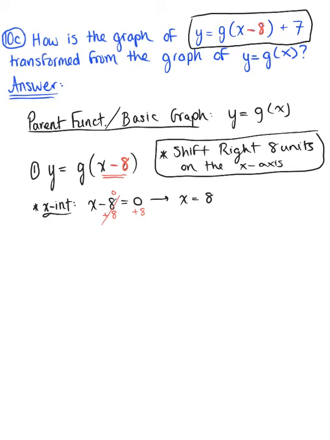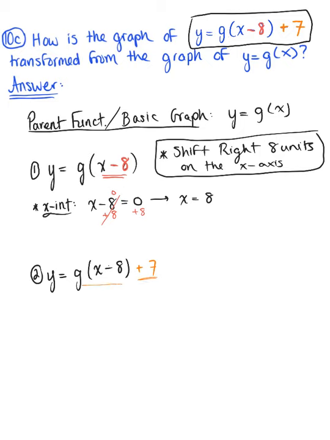Now going back up to our given function here, the next constant that we bump into is this plus 7. So thinking about our transformations and translations, we think to ourselves, where does this plus 7 come from if we have the function g of x minus 8 plus 7? So notice in this case that you're adding a constant to the y value.